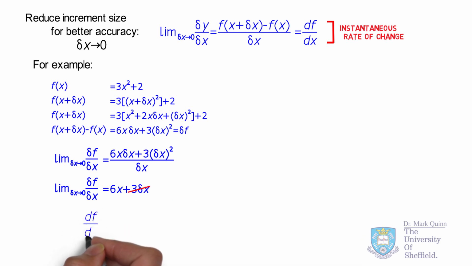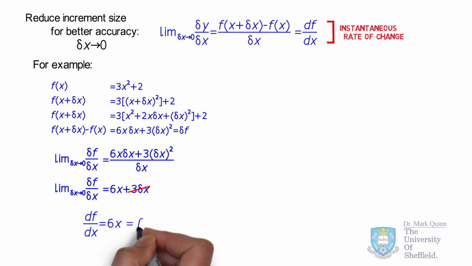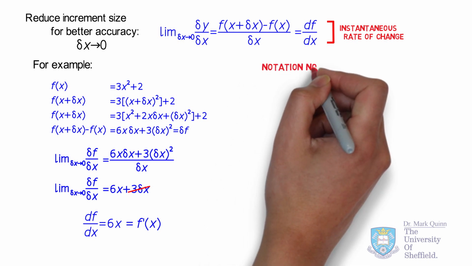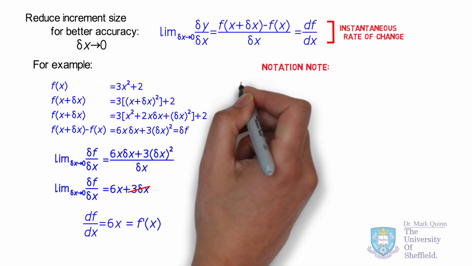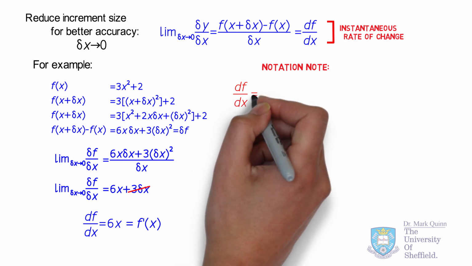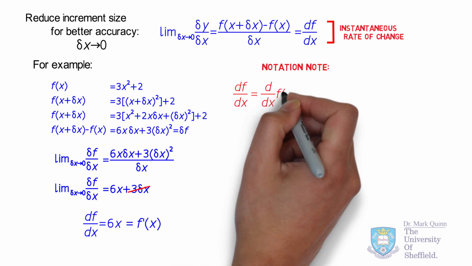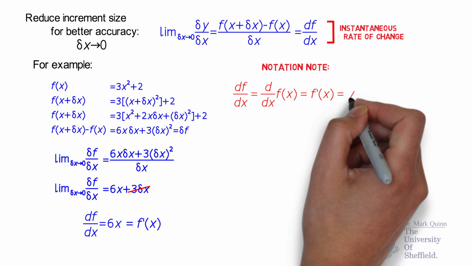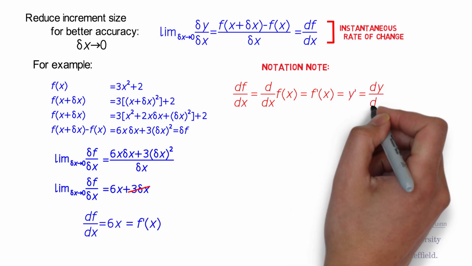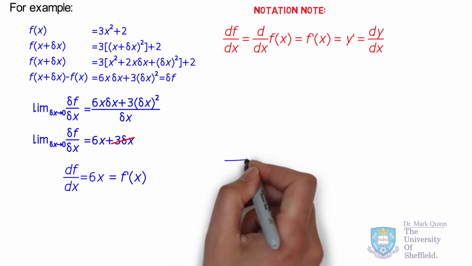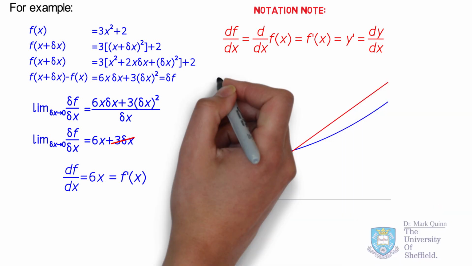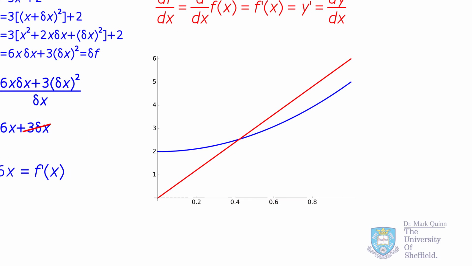Notice how the instantaneous rate of change is notated now as df over dx, and this is indeed another function, a new function called f dash of x. In terms of notation, you will see that there's a variety of ways to write the instantaneous rate of change, either in terms of df dx, f dash of x, y dash, and even dy dx.